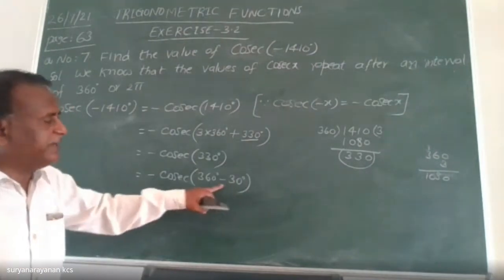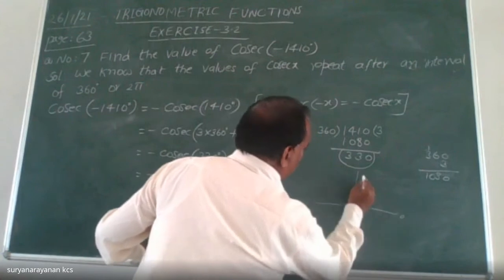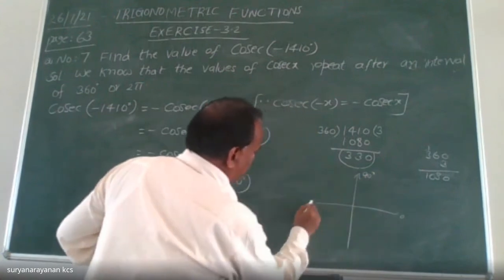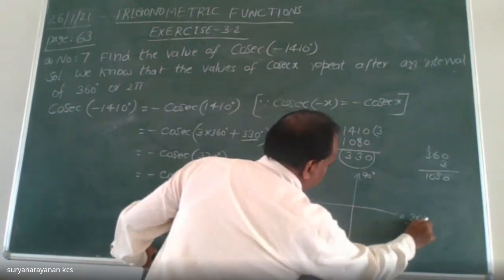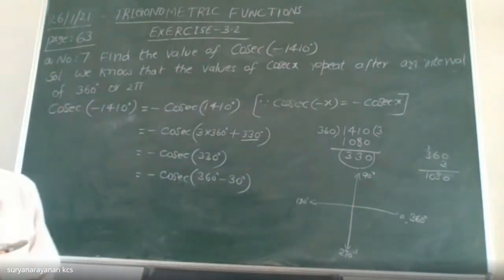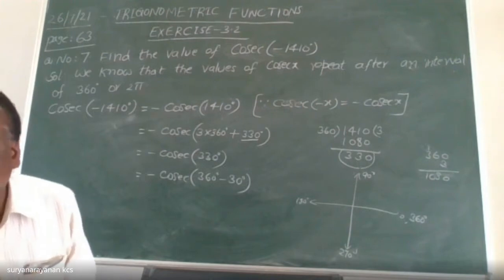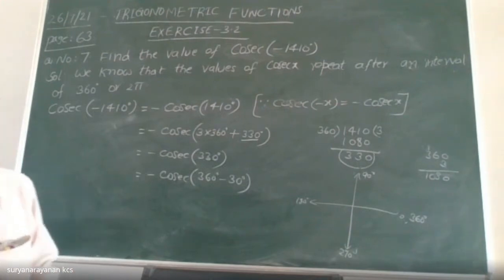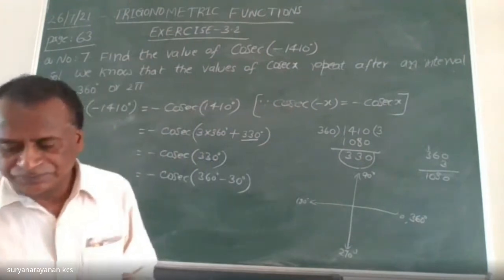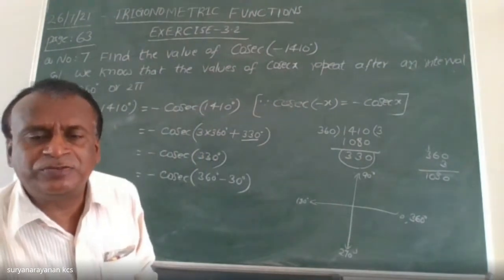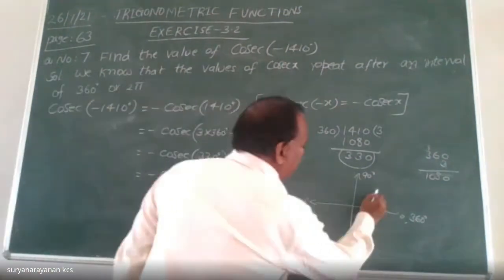In which quadrant does this angle lie? 360 minus theta. Here 0, here 90, here 180, here 270. 360 degrees minus. In which quadrant does 330 degrees lie? Yes, fourth quadrant. Very good. In the fourth quadrant, which trigonometric functions are positive? In the fourth quadrant, which trigonometric functions are positive? You remember this one?